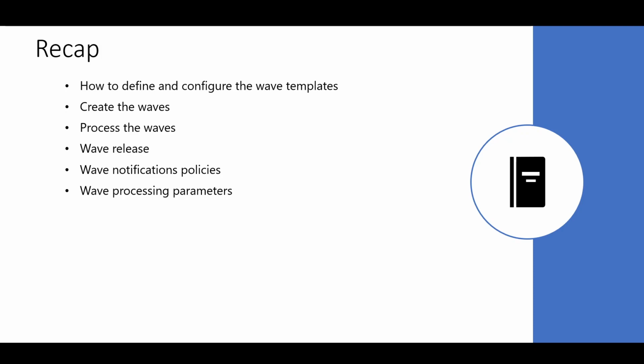Now let's recap what we discussed in the session. So this session was about how to define and configure the wave templates. So first we reviewed how to create and assign the shipments into waves manually and automatically. Then how to process the waves utilizing the available options like automatically with the release to warehouse step, manually from the waveform, and using the process wave periodic job and using the wave threshold options. Then how to release the waves in order to make the picking work available. And after that, we reviewed how to configure the wave notification policies. At the end, we talked about the wave processing parameters. So we reviewed how to process the waves in parallel processing and how to enable the available wave logs.